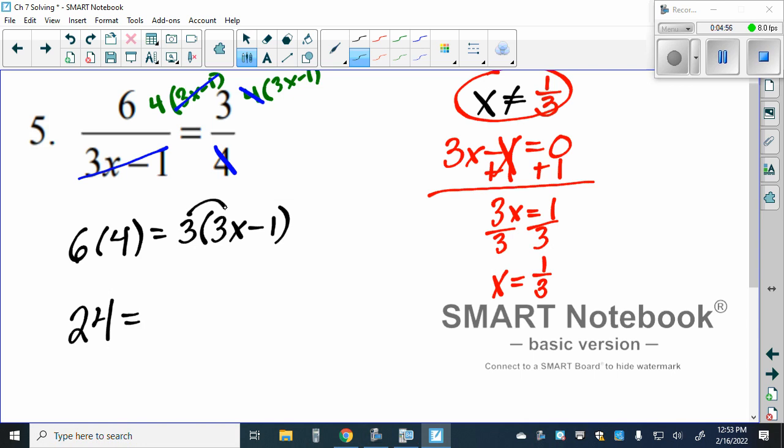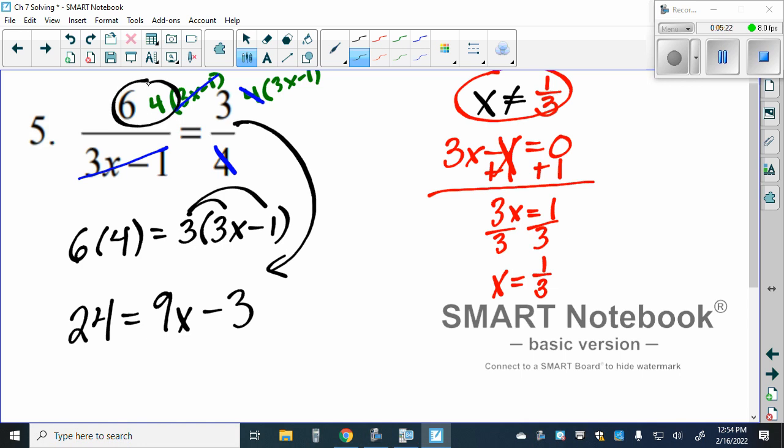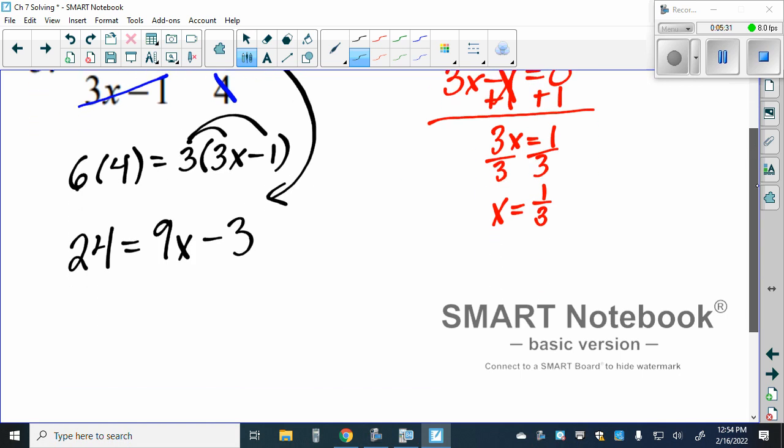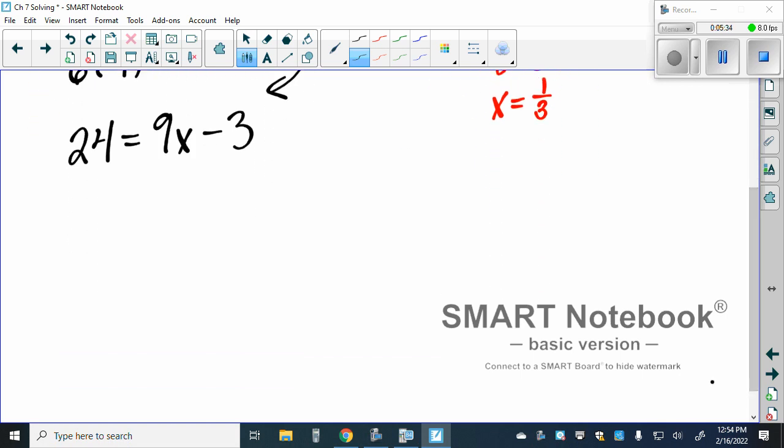And if we feel comfortable with doing the 3x times 3 is 9x, and 3 times -1 is -3, I really could have gone from here to here and just done the multiplication. I didn't necessarily have to rewrite it. If that's a lot to do and you don't feel comfortable doing it, go on and write it out. But there is nothing wrong with seeing, okay, this is 6 times 4 gives me 24. This is 3 times our 3x minus 1 will give us 9x minus 3. There's nothing wrong with jumping to there. But we just need to make sure that we are keeping the signs correct and distributing everything properly.